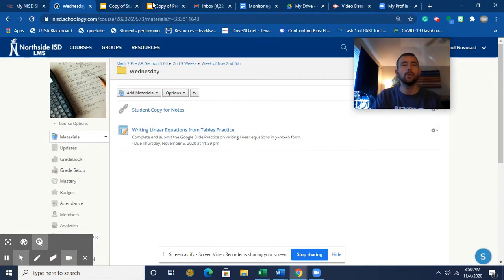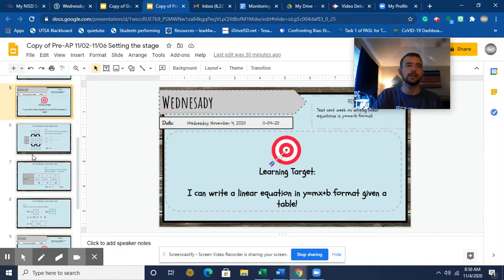Okay, so at this point, you should be seeing the slides for copying. Okay, now you don't have the learning target on there, but it is, like I said, your learning target today, when you're done with these activities and these notes, is that you should be able to write a linear equation in slope-intercept form, y equals mx plus b, where slope is m and the y-intercept is b, given a table.